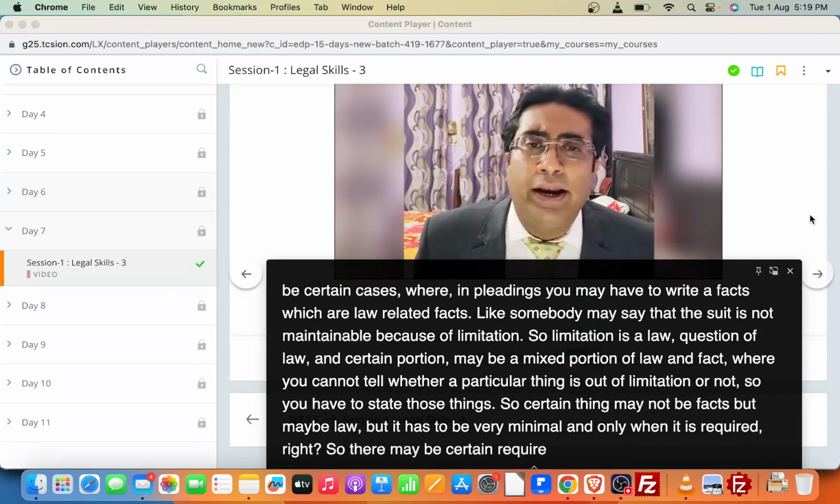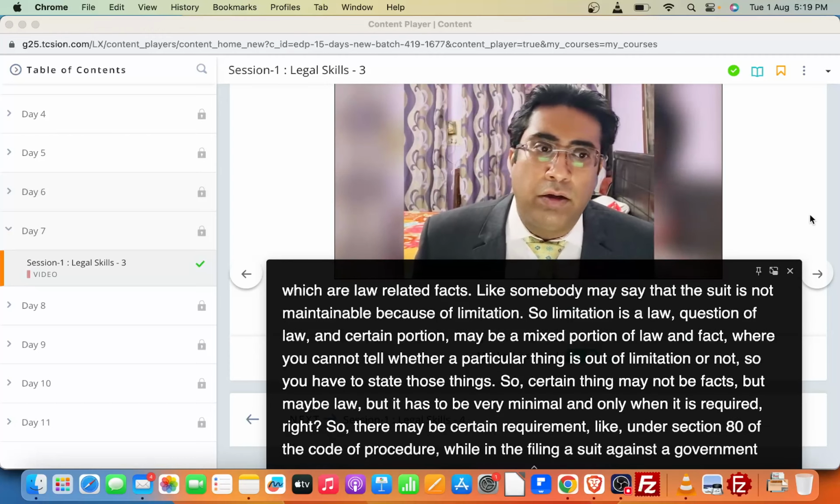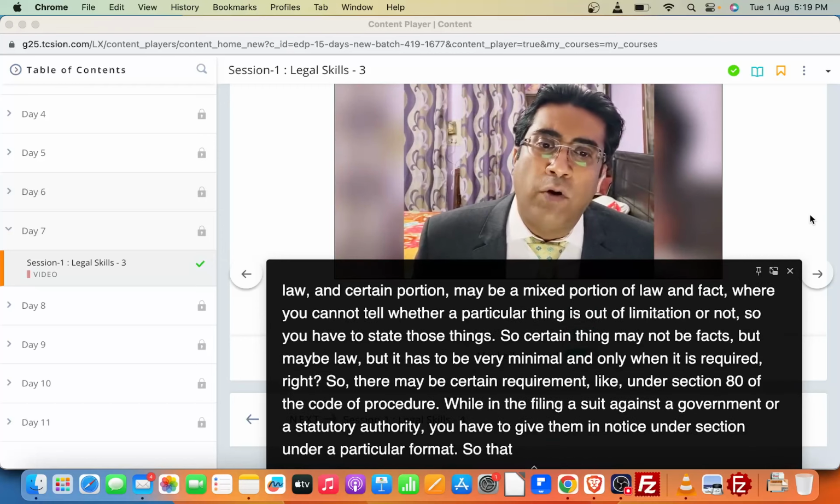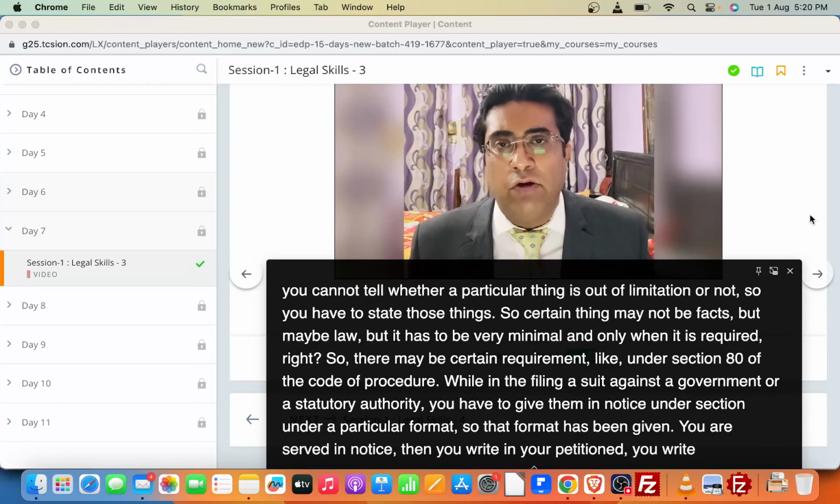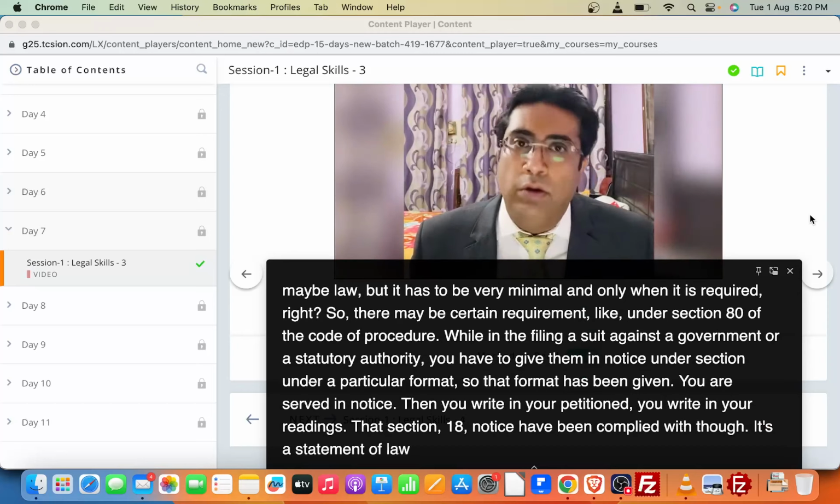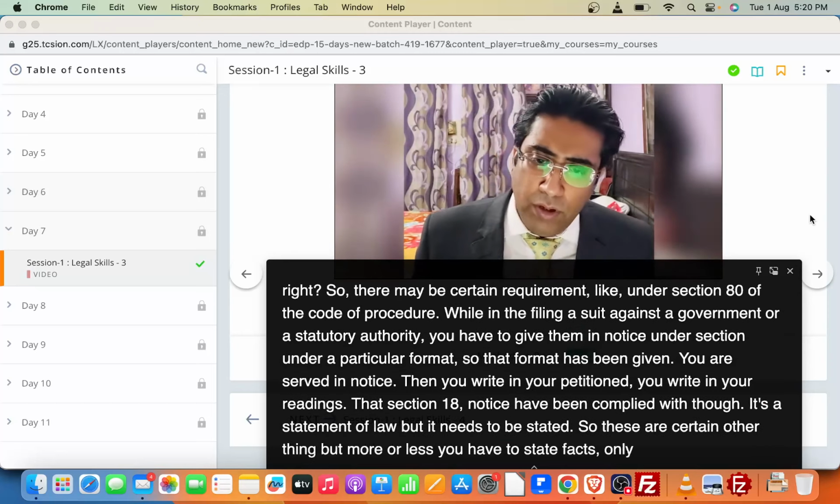There may be certain requirements, like under section 80 of the Code of Civil Procedure, while filing a suit against a government or a statutory authority, you have to give them a notice in a particular format. That format has been given, you have served a notice, then you write in your pleadings that the section 80 notice has been complied with. Though it's a statement of law, it needs to be stated. But more or less you have to state facts only.